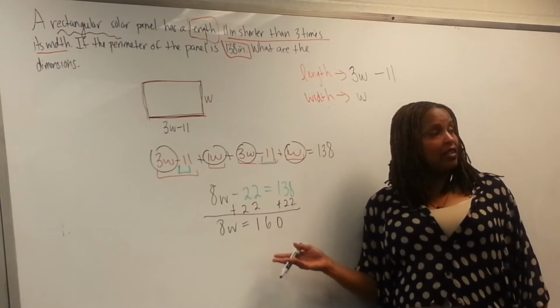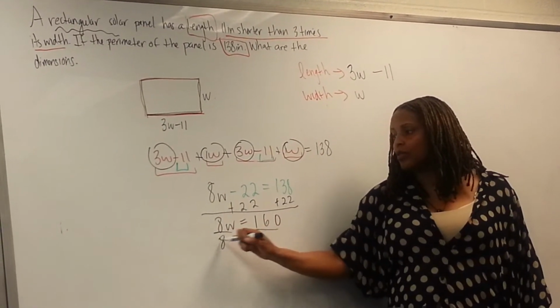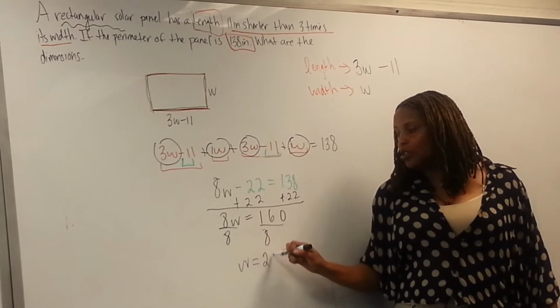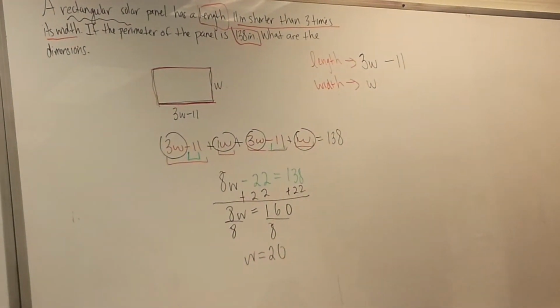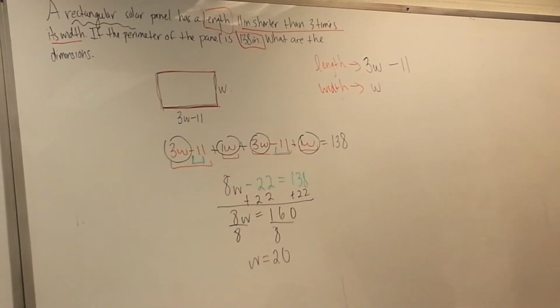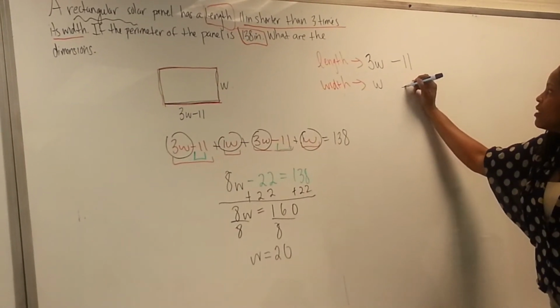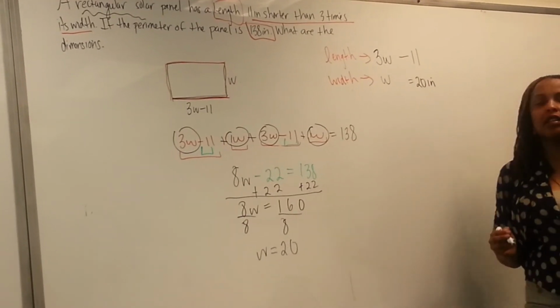What do I do? Am I done? The last step is what? W equals what? 20. Have I answered the question? No. What's the width? The width is 20 inches. What's the length?